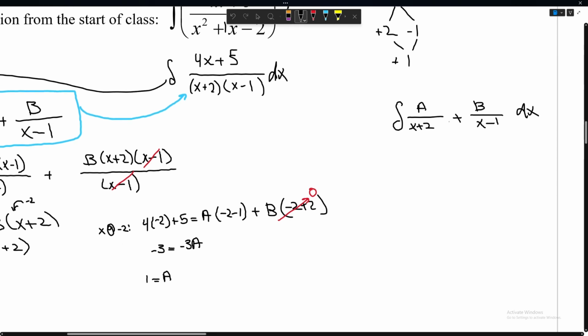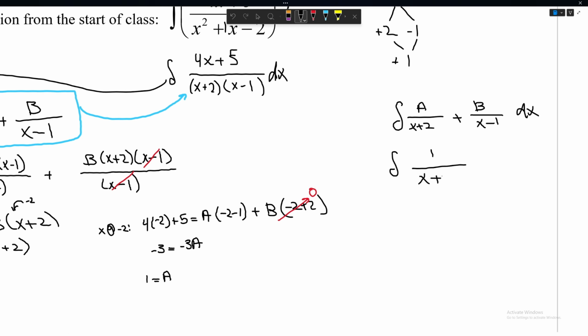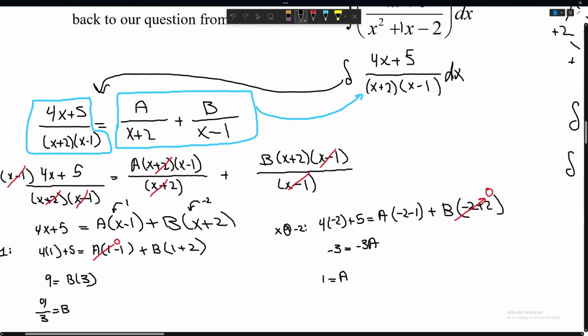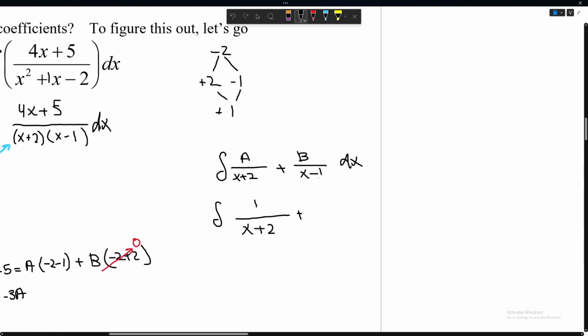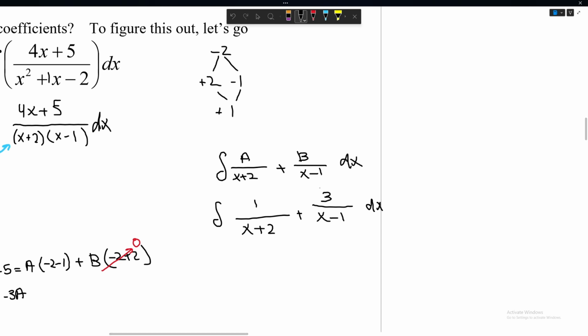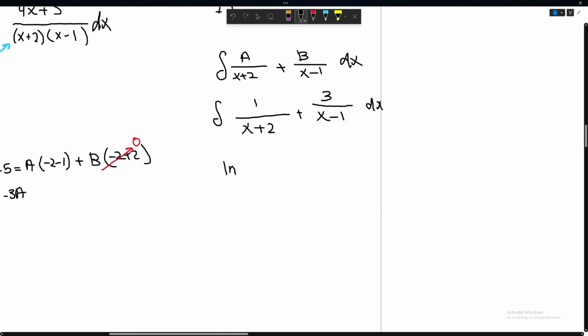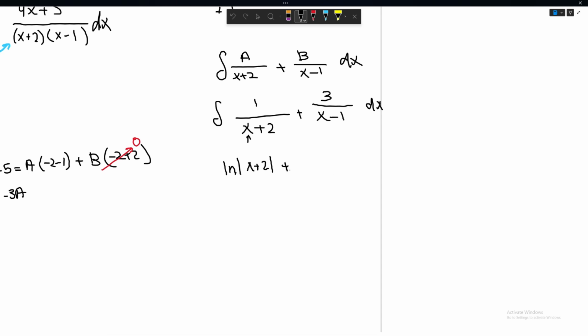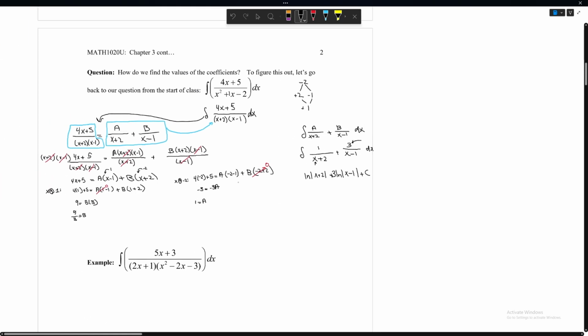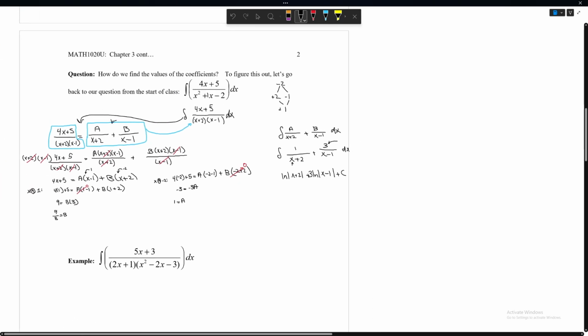Well, obviously I have found my b and a. So now the integral will be 1, because that's my a, plus my b, which is 3, dx. Now I can integrate this, and all I'll get is just a ln absolute x plus 2, because this is not quadratic anymore, plus 3 ln x minus 1. And obviously don't forget your plus c. And we've integrated. So the hardest part I'd say is just getting this right.